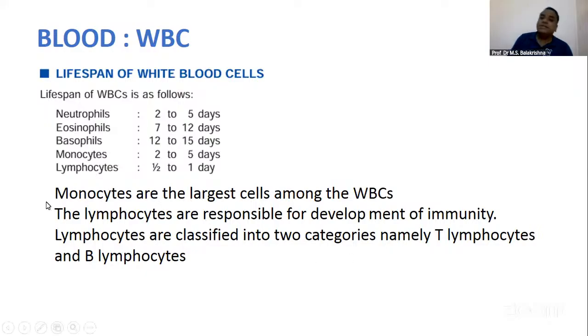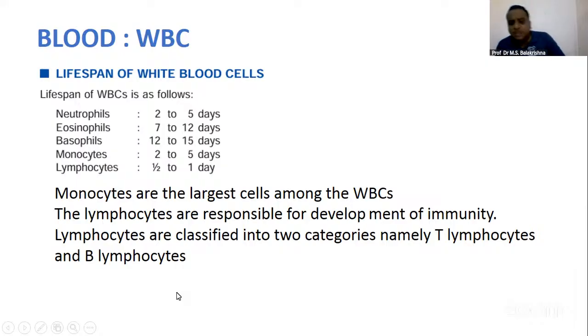Lifespan of WBC is again very important. RBC is 120 days. Neutrophils are 2 to 5 days. Eosinophils are 7 to 12 days. Basophils are 12 to 15 days. Monocytes are 2 to 5 days. Lymphocytes are up to 1 day. This is not the way to read it. You should always read from less to more. So the first one you should study is up to 1 day, then 2 to 5 days, then 7 to 12, and 12 to 15. Last will be basophil, in that order.